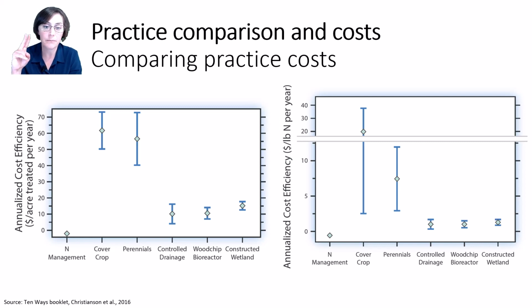Two points here. Firstly, while each practice has a single cost efficiency identified with the diamond shape, each diamond also has error bars to show the variability. Just like we discussed in the first video for this module, these error bars are important so we don't have a false sense of precision.